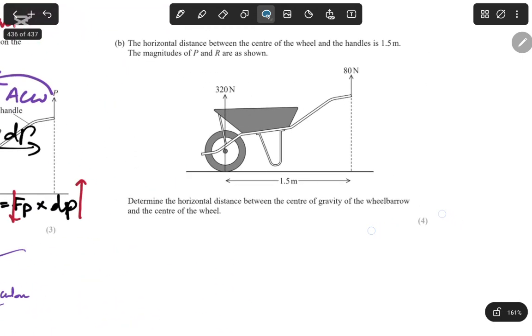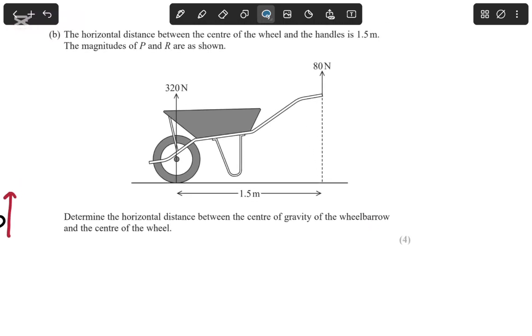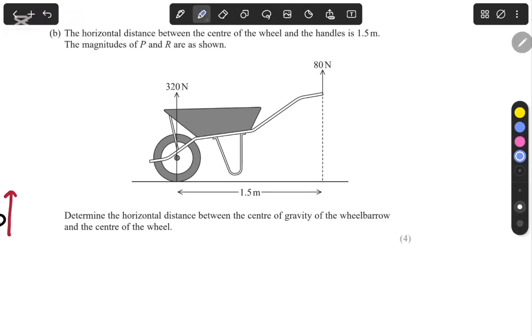Now let's look at this one. Here it says the horizontal distance between the center of the wheel and the handles is 1.5 meters. The magnitudes of P and R are as shown. So here's going to be P and R, both the forces. Determine the horizontal distance between the center of gravity of the wheelbarrow and the center of the wheel.